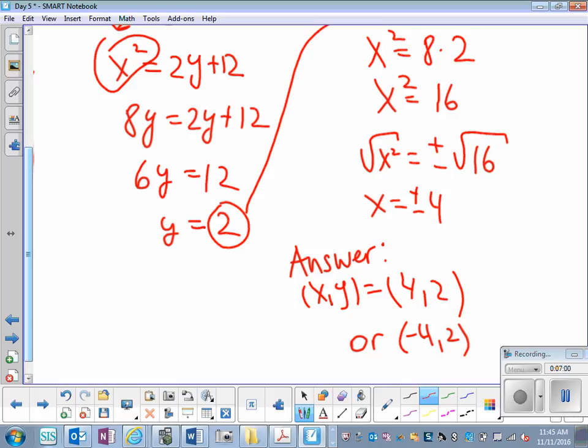So it's not like we have 3 solutions. It's 2 solutions. Each solution is an ordered pair. The second one that says negative 4, the reason why you have that is because of the square root. Yes. Questions about this?